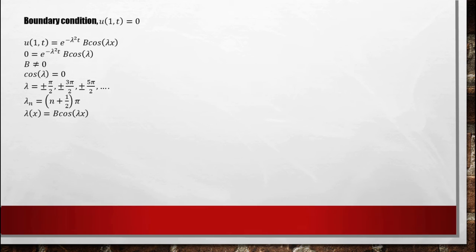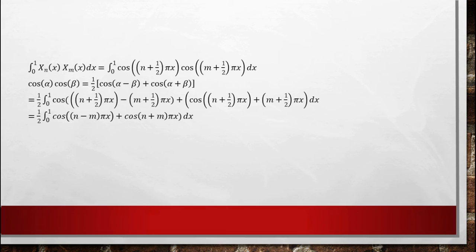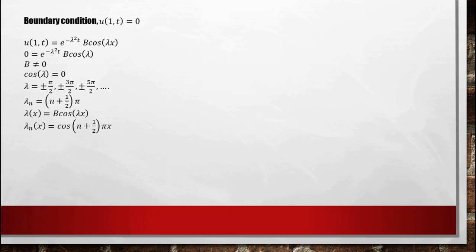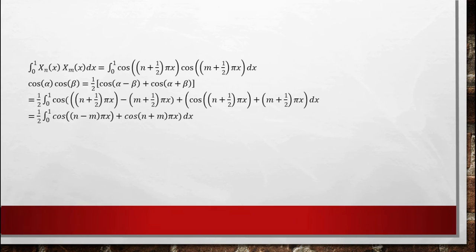B. Show that the integral from 0 to 1 of Xn(x) Xm(x) dx is equal to 1/2 when m is equal to n and 0 when m is not equal to n. The integral from 0 to 1 of Xn(x) Xm(x) dx is equal to the integral from 0 to 1 of cos((n + 1/2)πx) cos((m + 1/2)πx) dx.